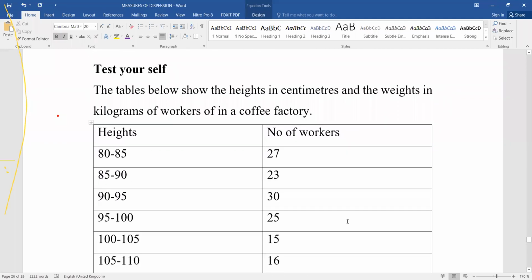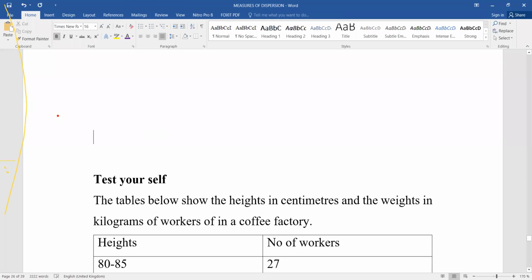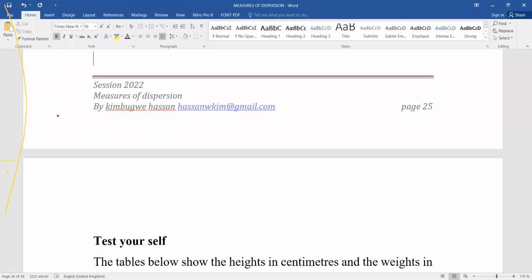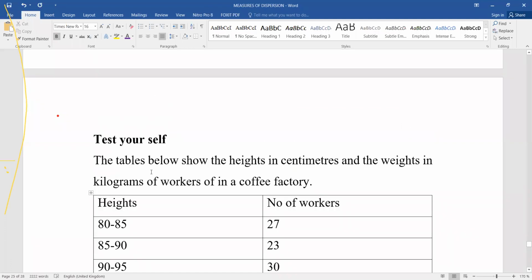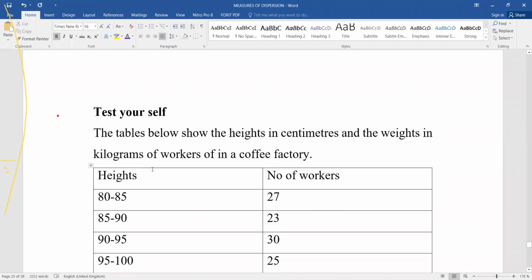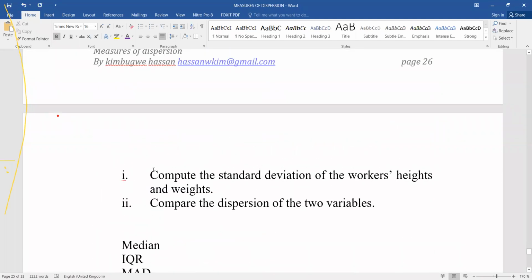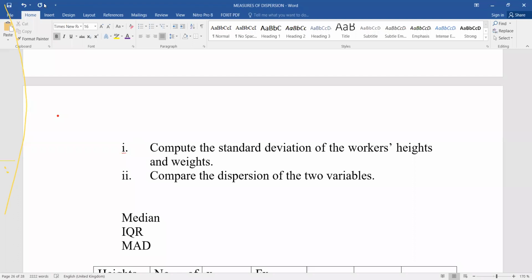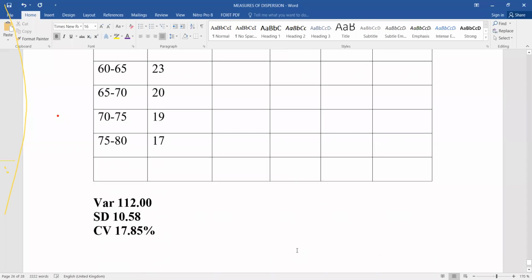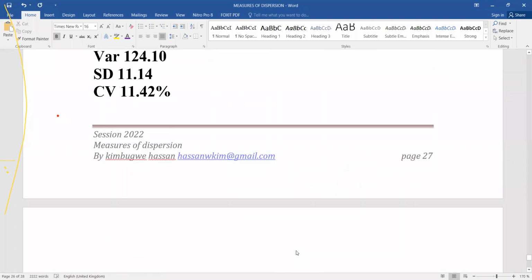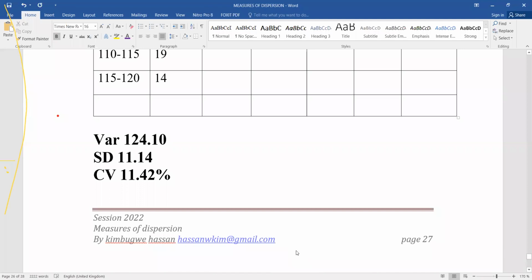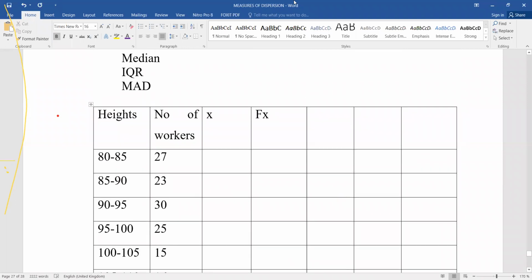So you'll do that last example for yourself, the one that has test yourself, where you have the table below showing the heights in centimeters and the weights in kilograms of different workers in the coffee industry. So you'll have that data and compute the coefficient of variation of the workers, then compare their dispersions. The answers are there. You work backward. Then we can call it a day.